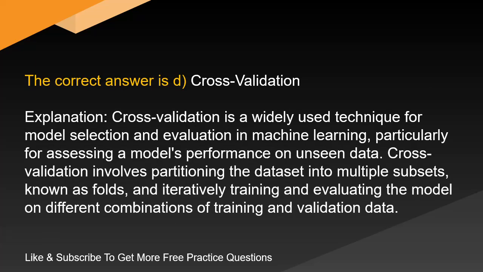The correct answer is D. Cross-validation. Explanation. Cross-validation is a widely used technique for model selection and evaluation in machine learning, particularly for assessing a model's performance on unseen data. Cross-validation involves partitioning the dataset into multiple subsets, known as folds, and iteratively training and evaluating the model on different combinations of training and validation data.